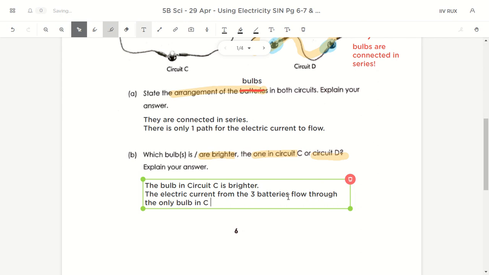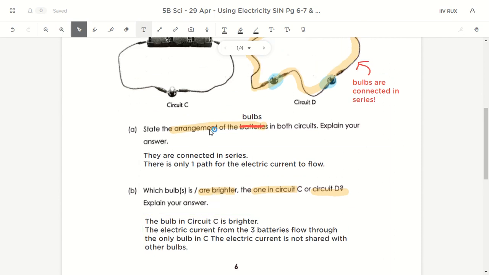Okay, and because of that, we know that electric current is not shared with other bulbs. Okay, so let's run through this explanation again. How do I know C is bright?